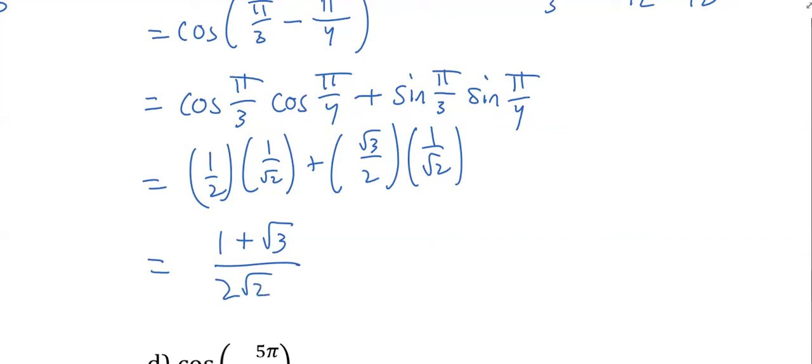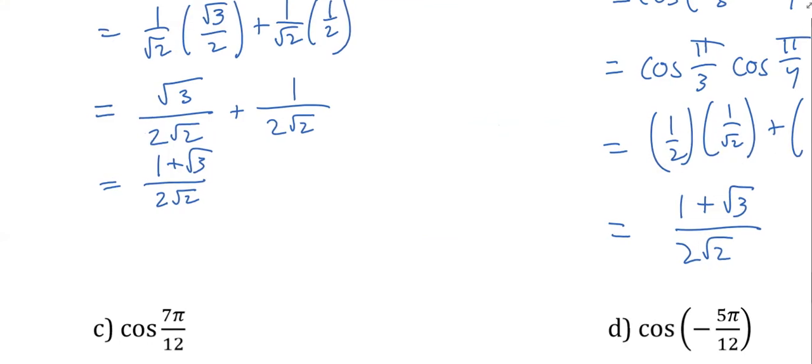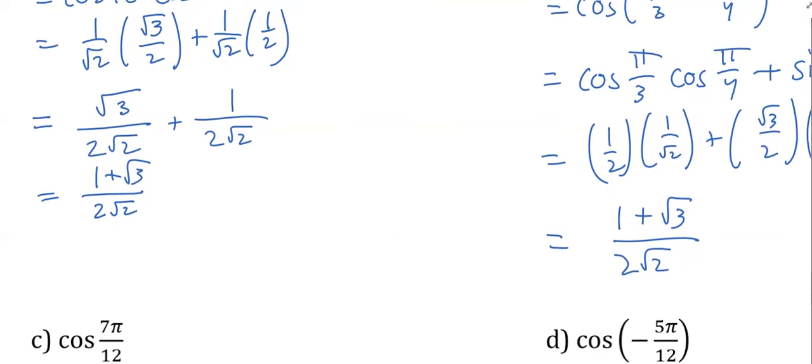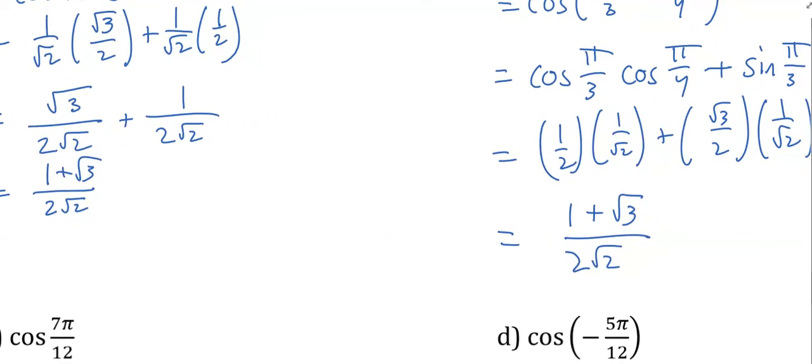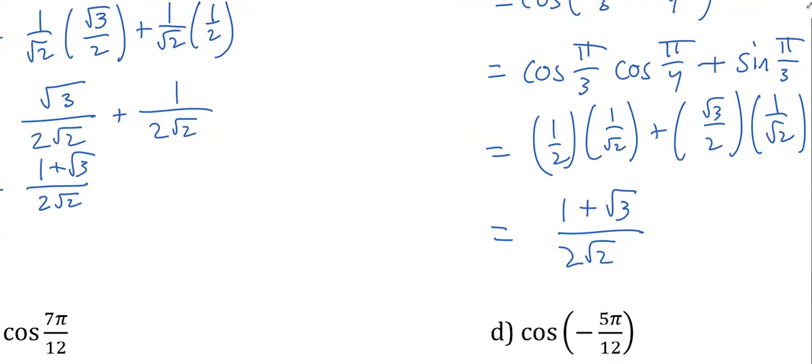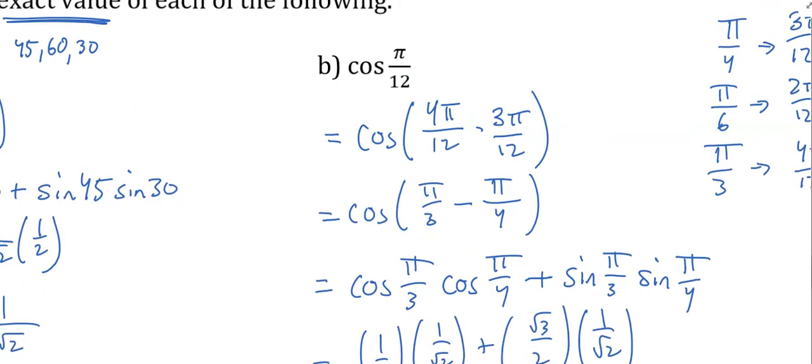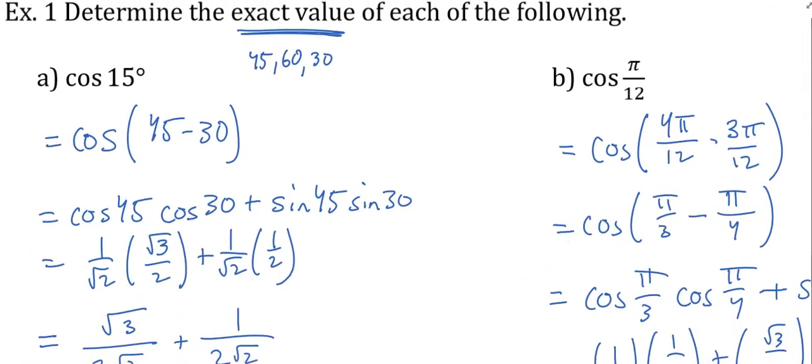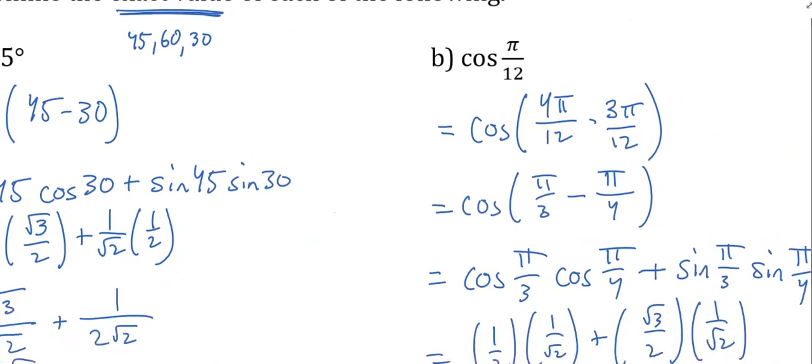Does that look familiar? That's the same answer as the last question. What's that all about? Well, we're kind of used to that because we get a lot of 1 over root 2s, 1 halves, and root 3 over 2s. What is pi by 12? 15 degrees! So, of course, it's going to be the same thing.